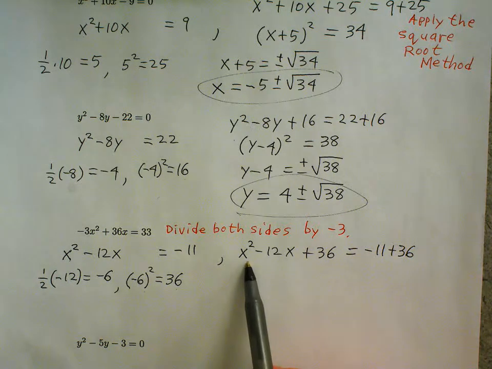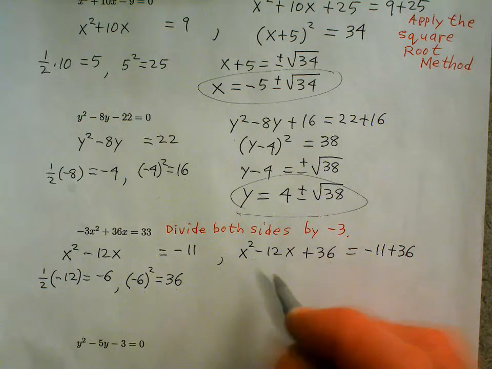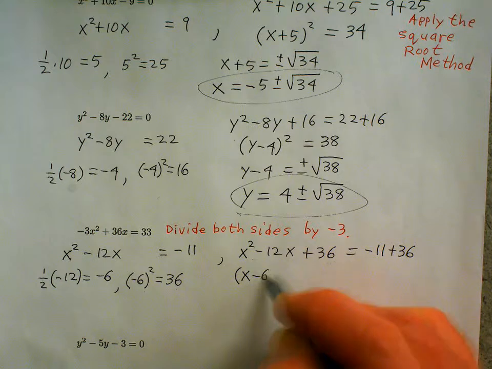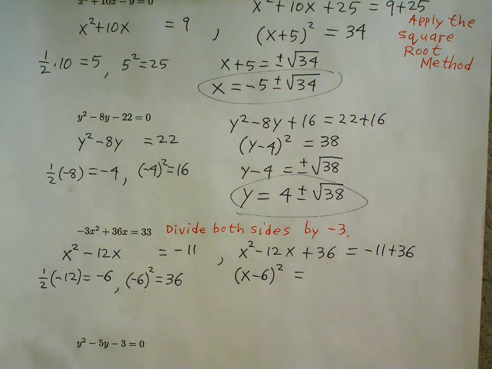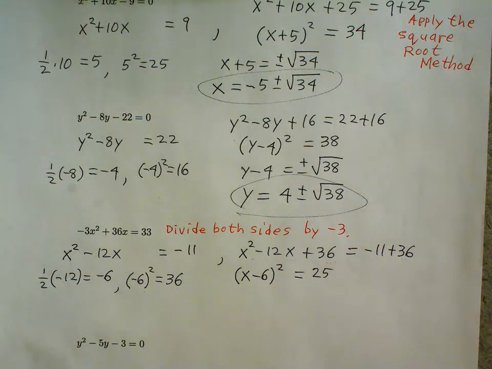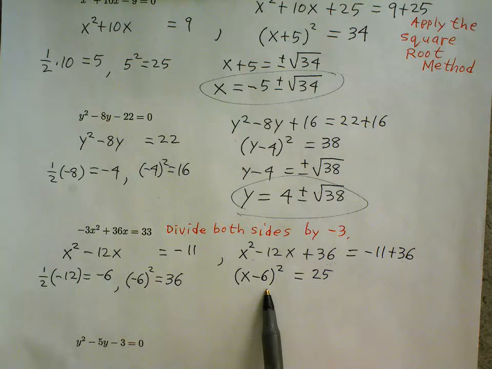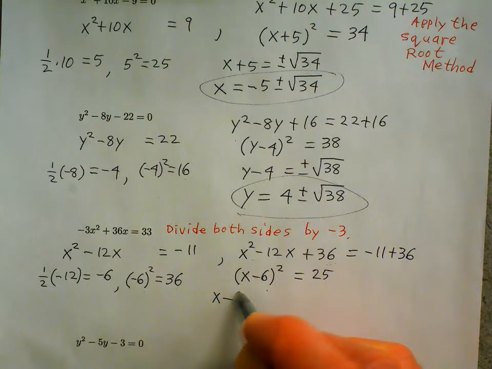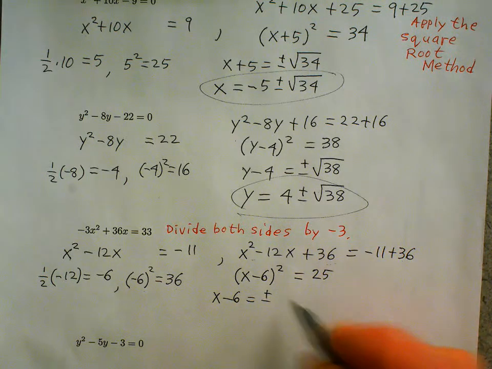The left-hand side, x squared minus 12x plus 36, is a perfect square trinomial. That was what we're trying to get. So when we factor x squared minus 12x plus 36, we get x minus 6 quantity squared. And on the right-hand side, negative 11 plus 36 is positive 25. And now we apply the square root method, or the square root property. Since x minus 6 quantity squared is 25, we get x minus 6 equals positive and negative square root of 25.